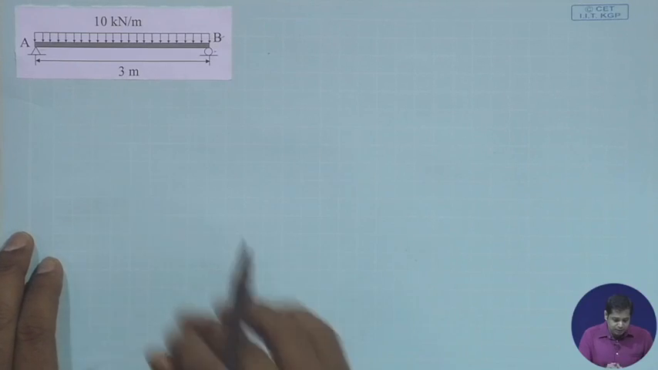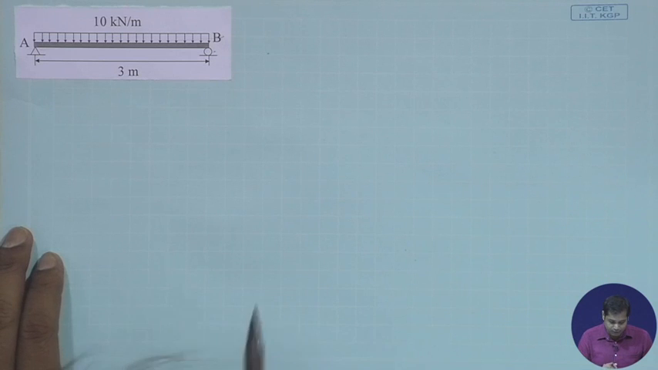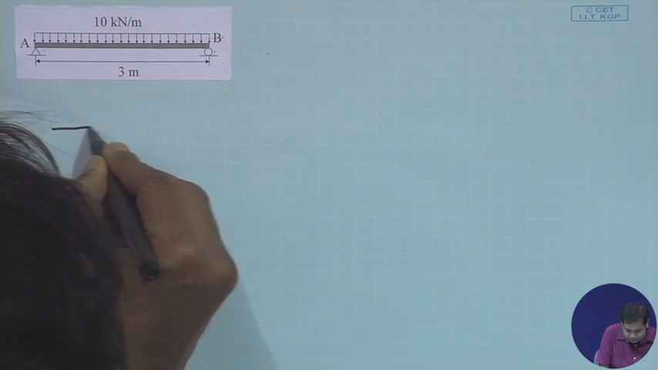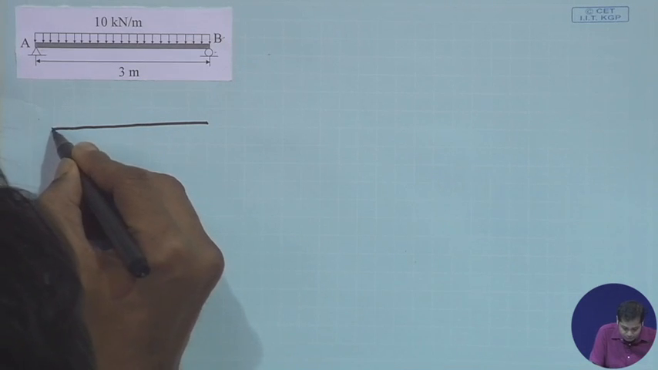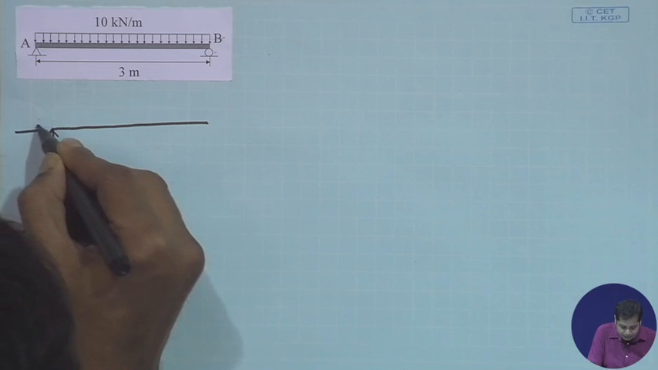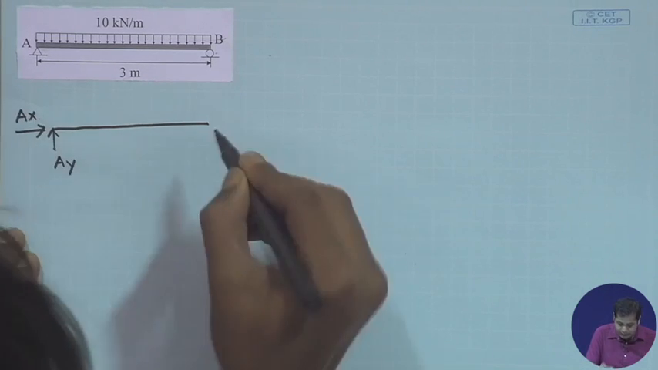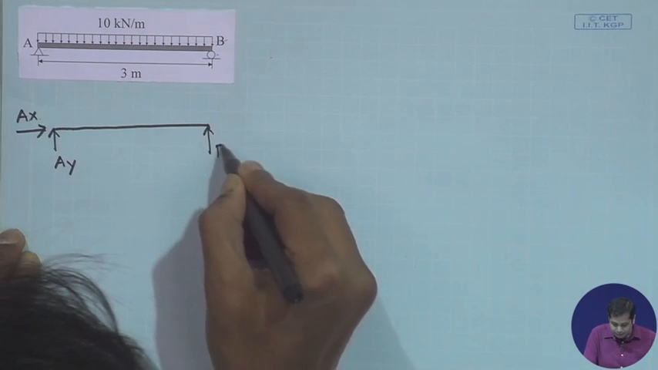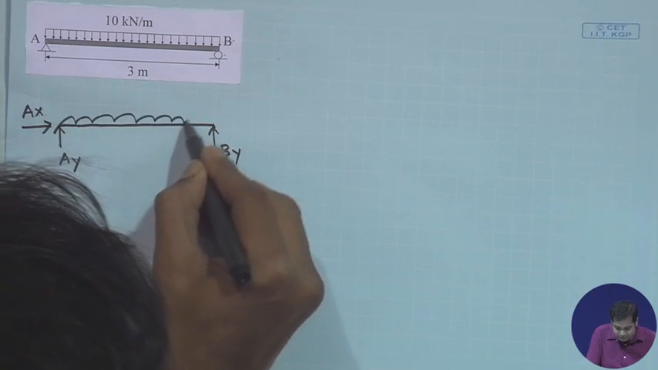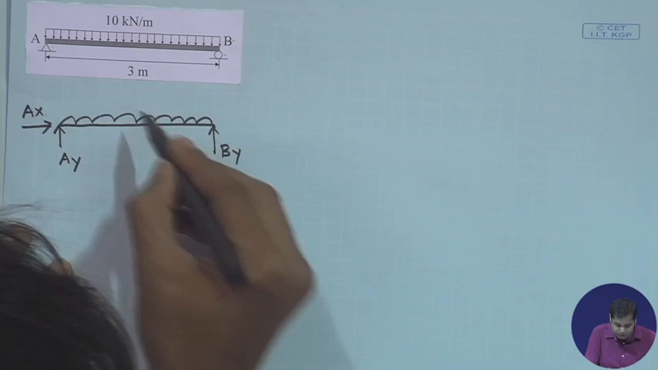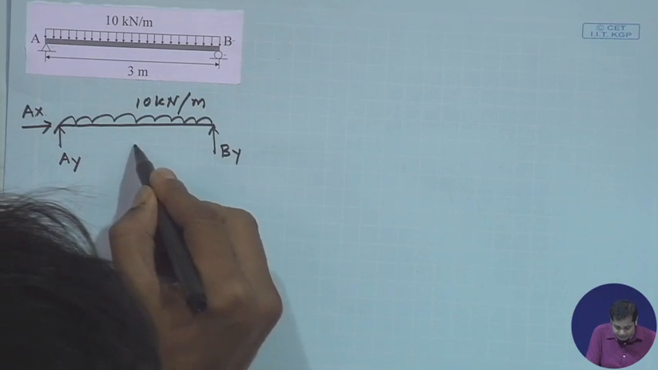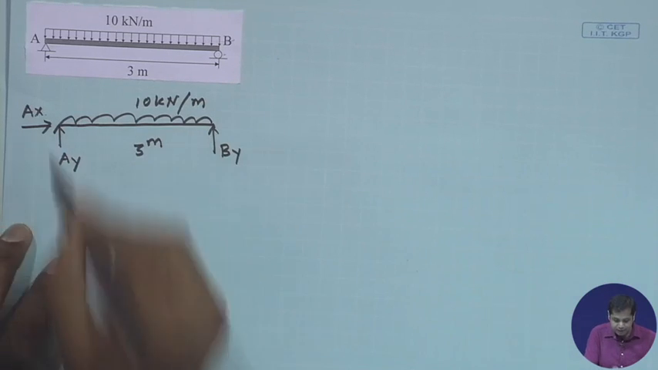The first is, we need to determine the support reaction. Let us draw the free body diagram of the entire structure. The free body diagram will be: this force will be AY, and then this is AX, this is BY, and this is the uniformly distributed load, the very standard representation, which is 10 kilonewton per meter, and this length is 3 meter. This is the free body diagram.